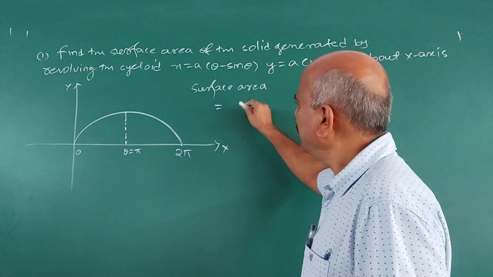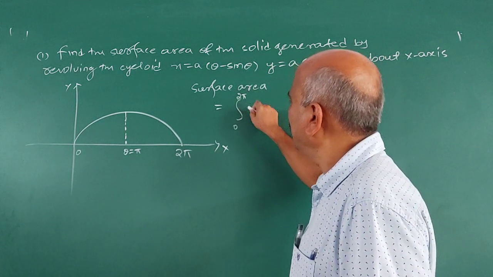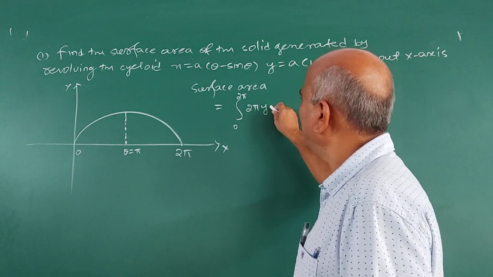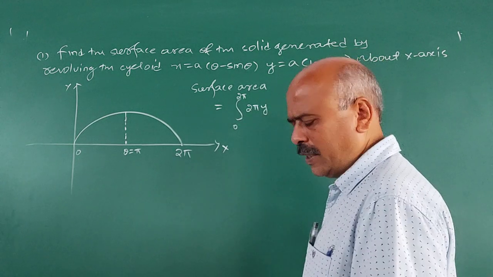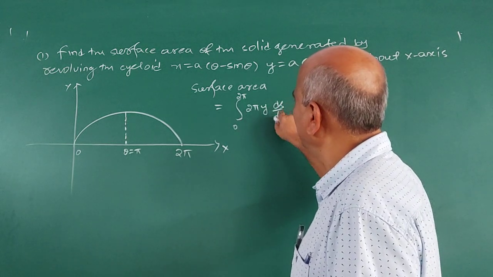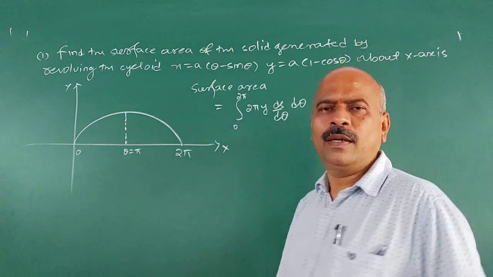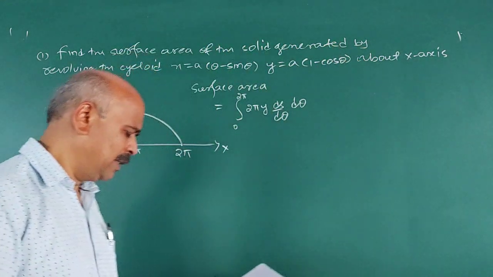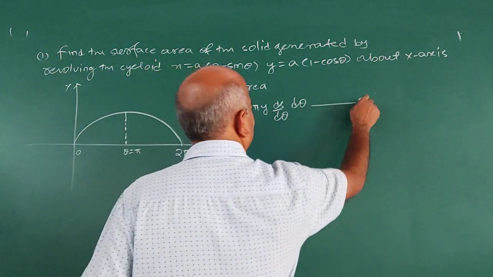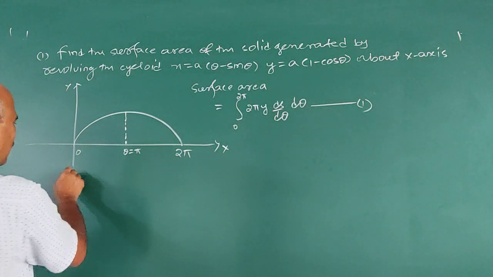I directly write surface area is integral from 0 to 2 pi. What is the formula? 2 pi y ds. ds means ds by d theta, d theta. Now first we obtain ds by d theta here. We find out ds by d theta.